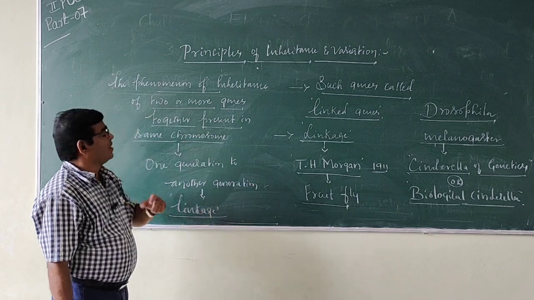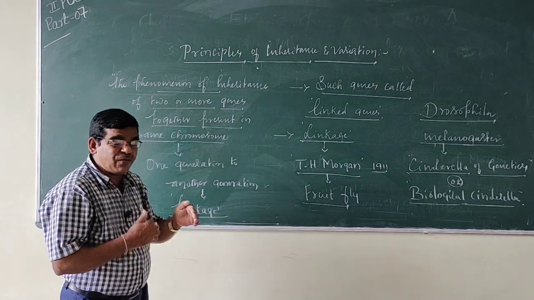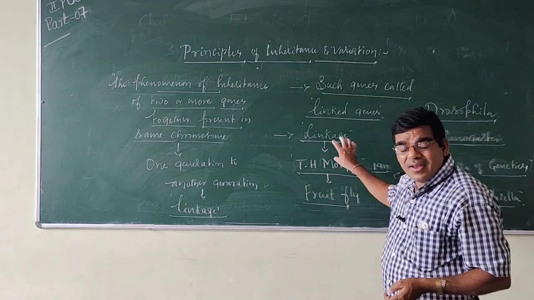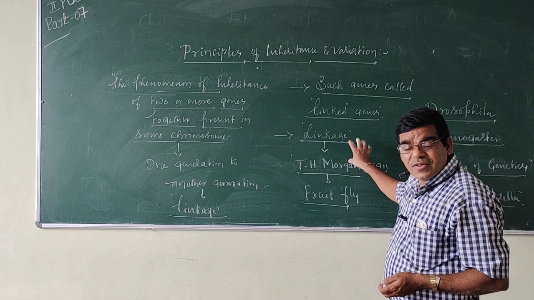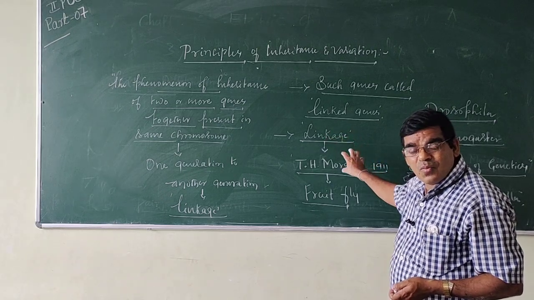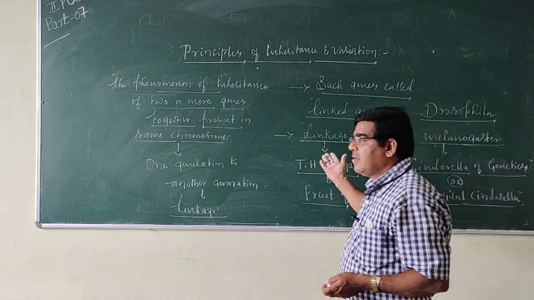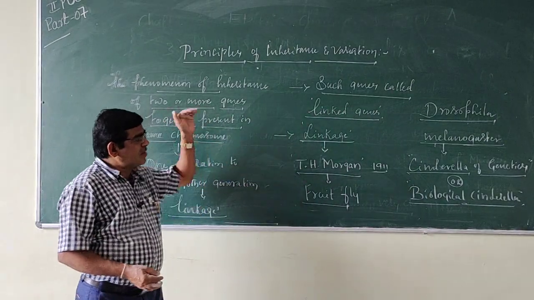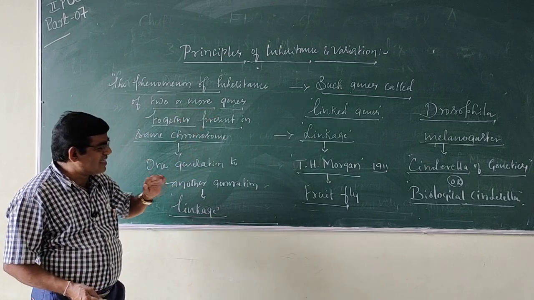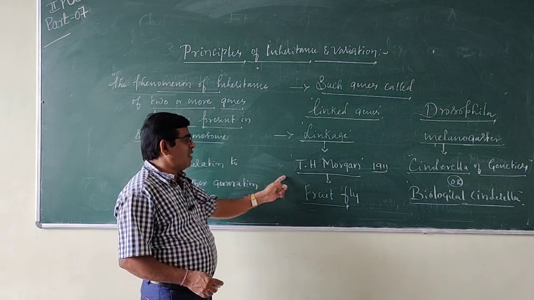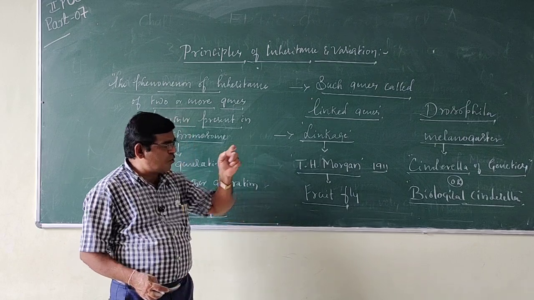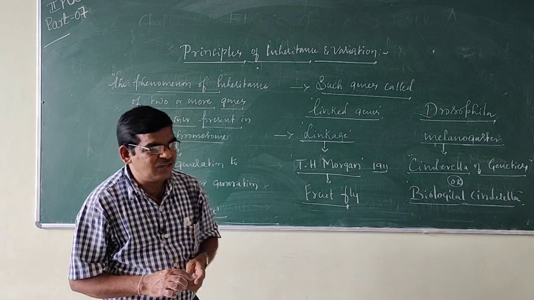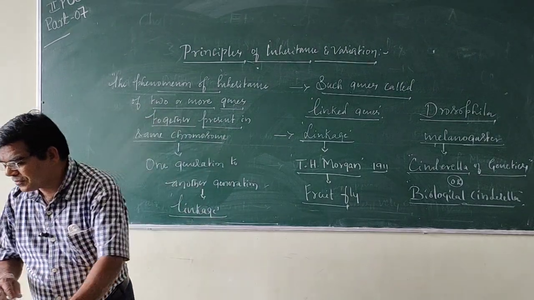What is linkage? Linkage means the phenomenon of inheritance of two or more genes present on the same chromosome from one generation to another generation, and such genes are called linked genes. And very first T.H. Morgan discovered the linkage in Drosophila melanogaster. It is commonly called Cinderella of genetics. Clear?